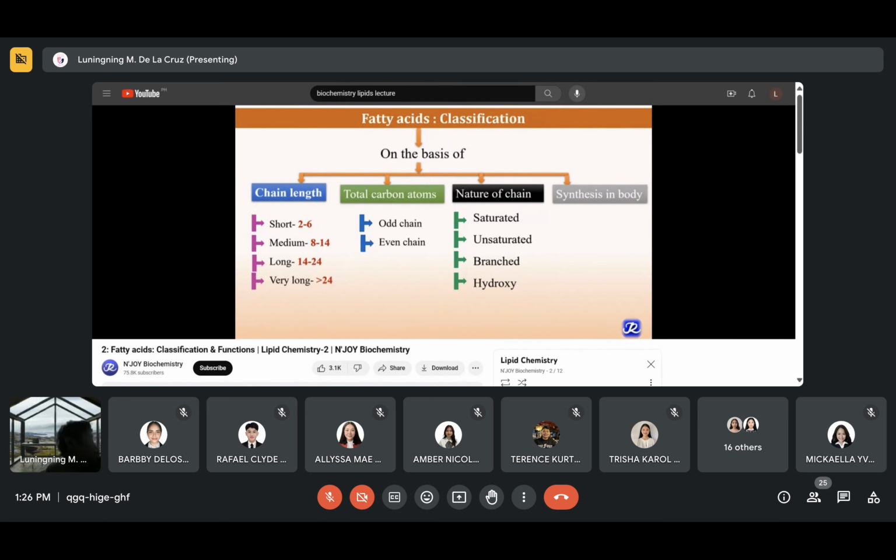Unsaturated fatty acid contains double bond. Branched fatty acid, the example is isovaleric acid, which is the metabolic intermediate. Hydroxy fatty acid, the example is cerebronic acid, which is present in the brain. Depending on the synthesis, they are classified as essential if they are not synthesized in the body and they are taken from the diet, and non-essential are synthesized in the body.